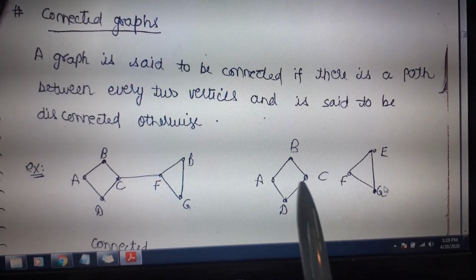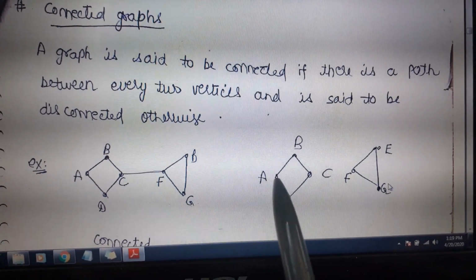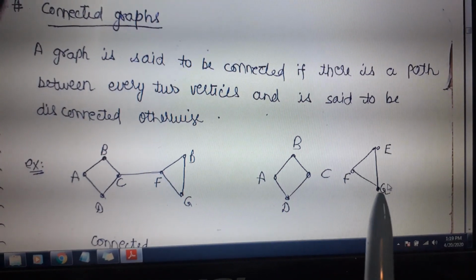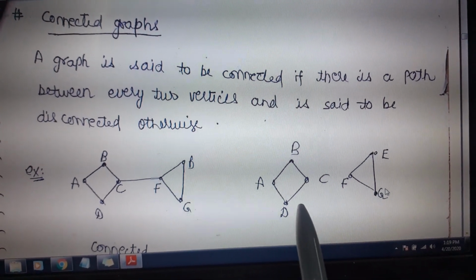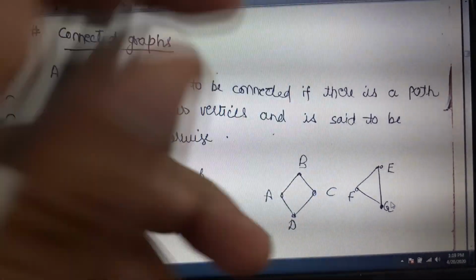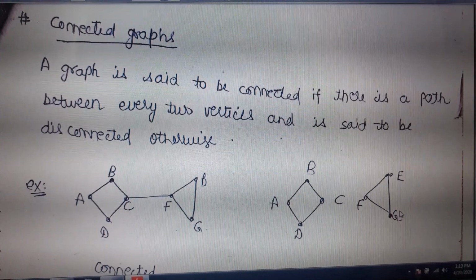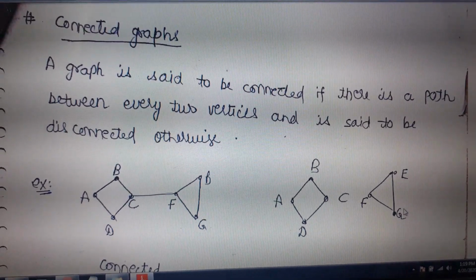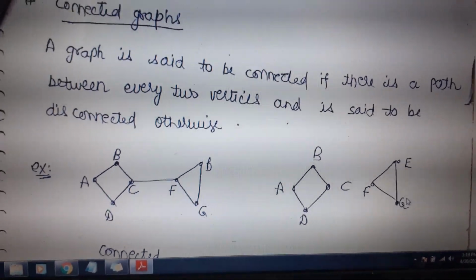Similarly, B to G, A to E. We do not have any path from this vertex A to E, A to G, B to F, and so on. Hence, this graph is not connected and is said to be a disconnected graph. Look at the definition. A graph is said to be connected if there is a path between every two vertices and is said to be disconnected otherwise.